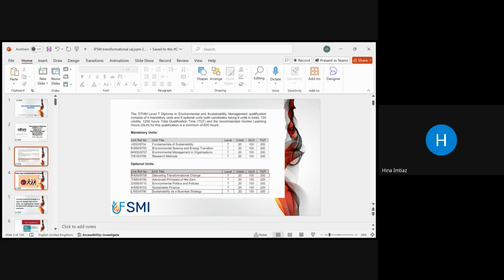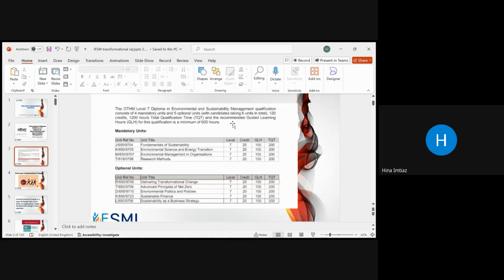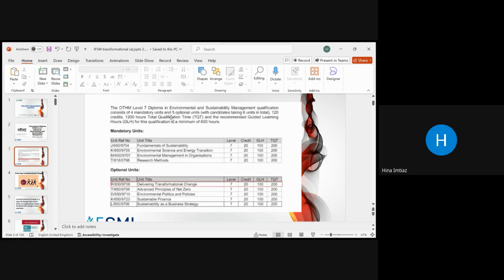Moreover, I want to tell you that this diploma in environmental and sustainability management consists of a total of four mandatory units and five optional units. Each candidate has to pick two units from the optional units. The four mandatory ones are fundamentals of sustainability, environmental science and energy transition, environmental management and organizations, and research methods.